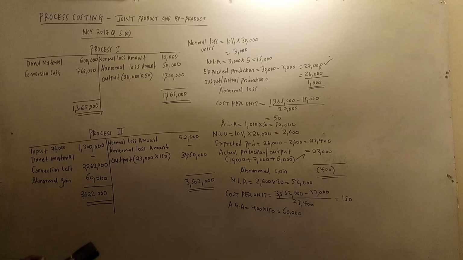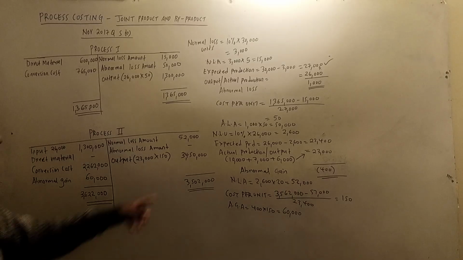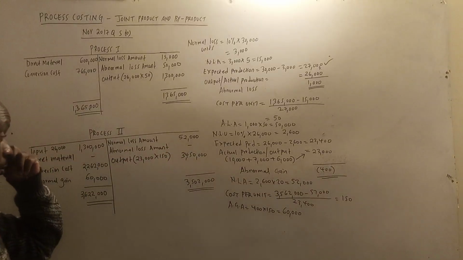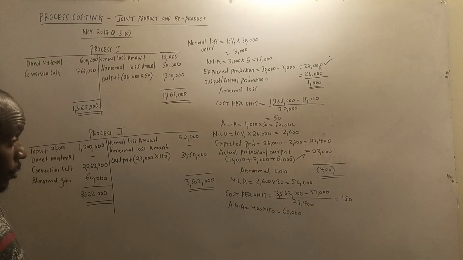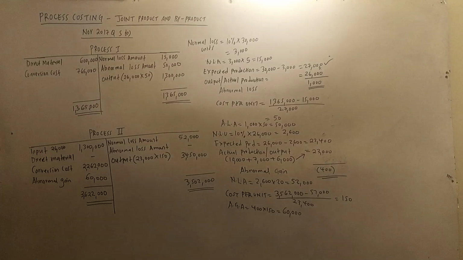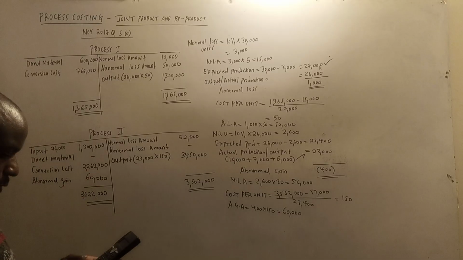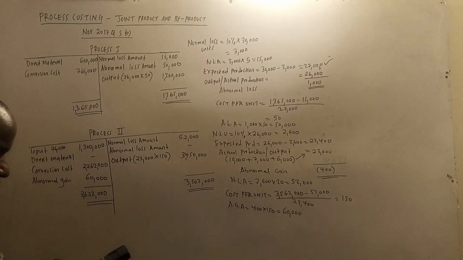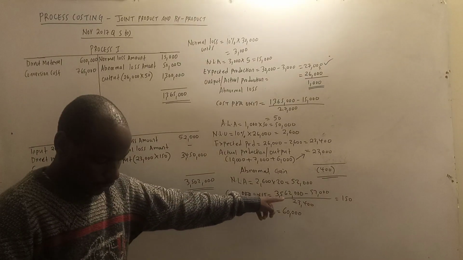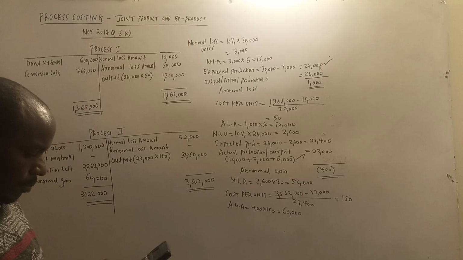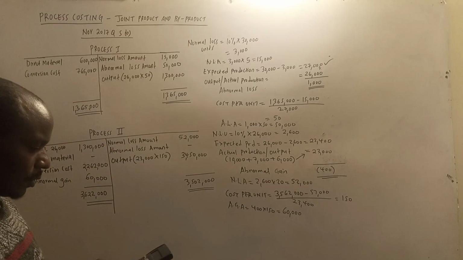Let us see normal loss. 26,000, 2,600 times 20, that is 52,000. We do not have normal loss, so we use this one. So 1,300 plus 22,62,000, that is 35,62,000 minus 52,000.